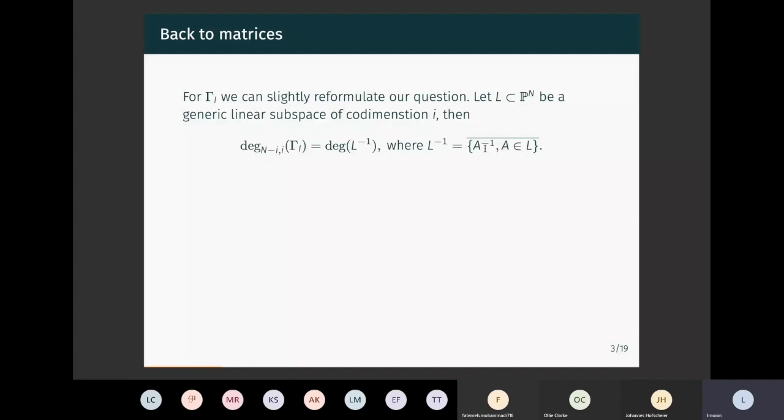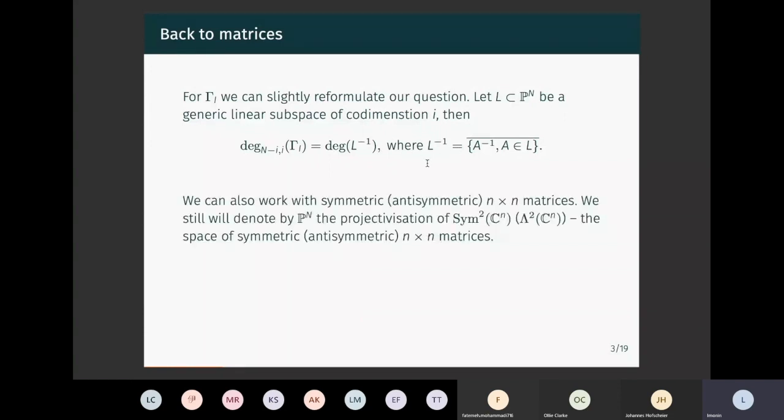So if I take all invertible matrices from L, I take their inverses and I take the closure of this set, and this I denote as L inverse. So this is also a subvariety of Pn. So instead of the bidegree of my graph, I can look at the degree of this subvariety of Pn, which I denote by L inverse.